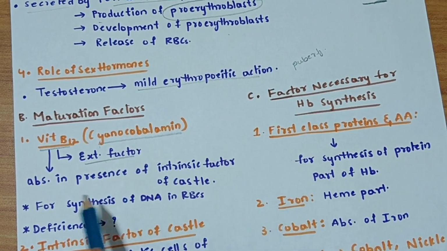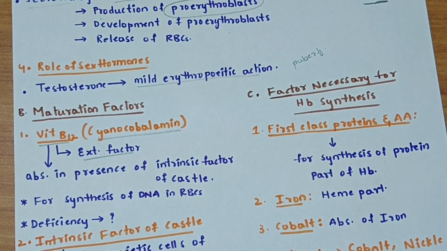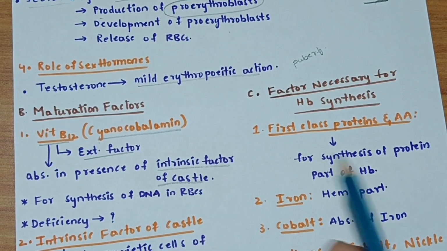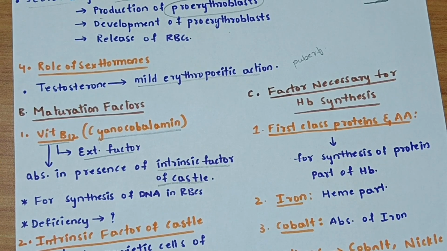It is absorbed from the diet. It is absorbed from the gut into the blood through the presence of intrinsic factor of Castle. Vitamin B12, also known as cyanocobalamin, is an extrinsic factor, absorbed from the gut, from the diet, only in the presence of intrinsic factor of Castle.